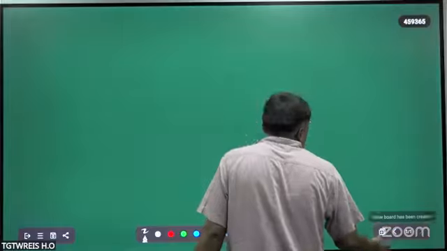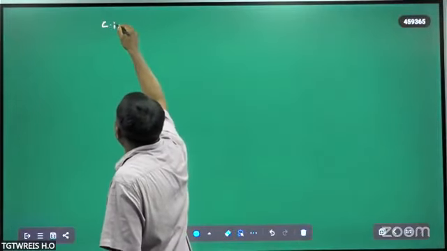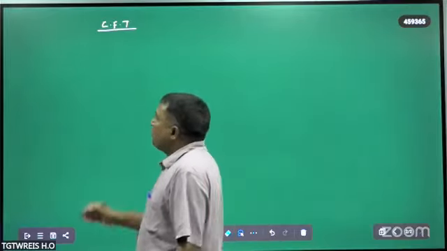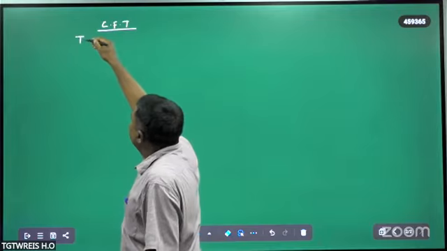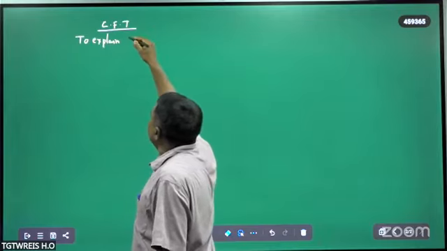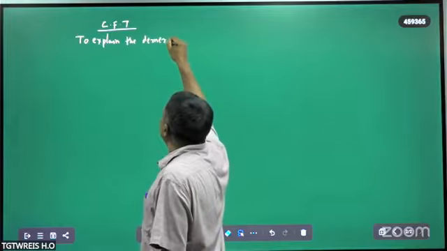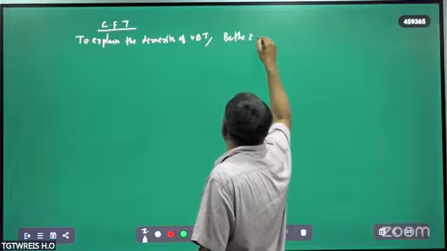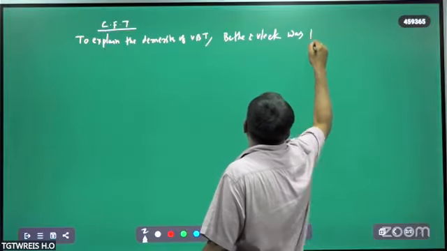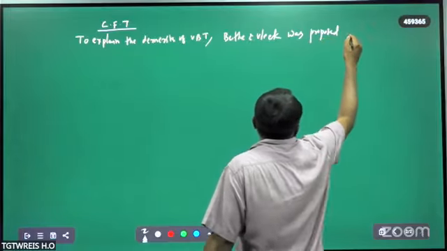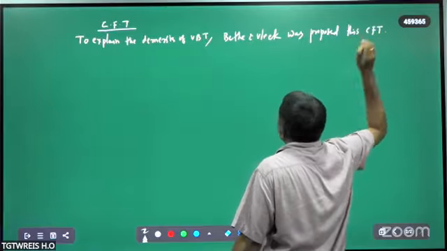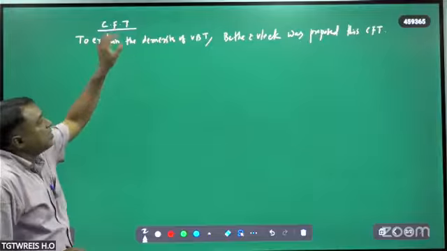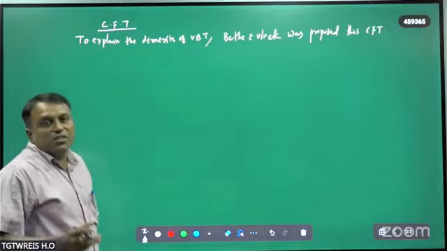Now, next is crystal field theory, CFT. To explain all the above demerits of VBT, Bethe and Van Vleck proposed this crystal field theory. In this crystal field theory, there are some assumptions.